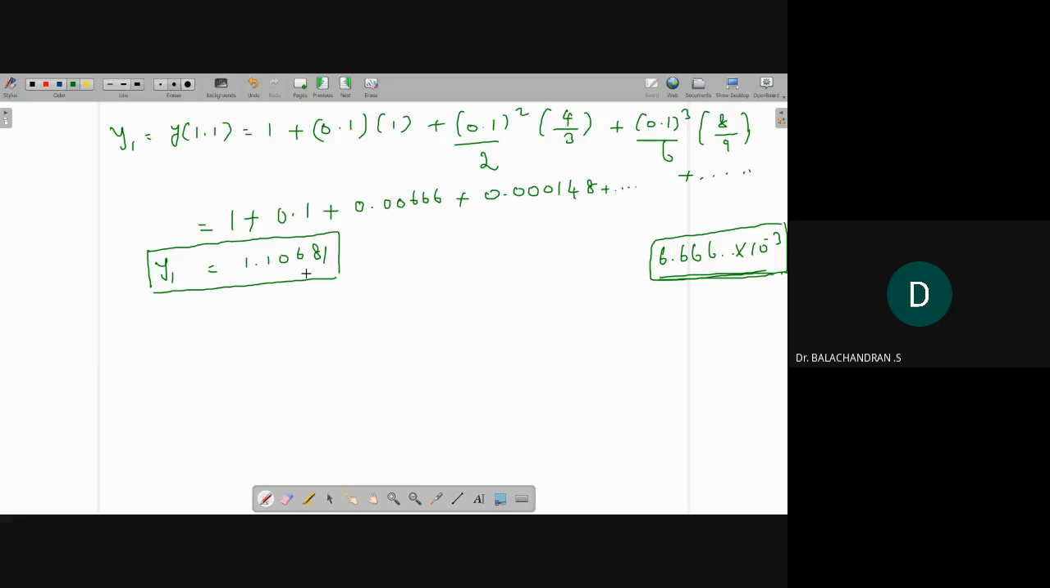Now, similarly, you should start again. We start with x1, y1. X1 is 1.1. Y1 is 1.10681 as a starting value.